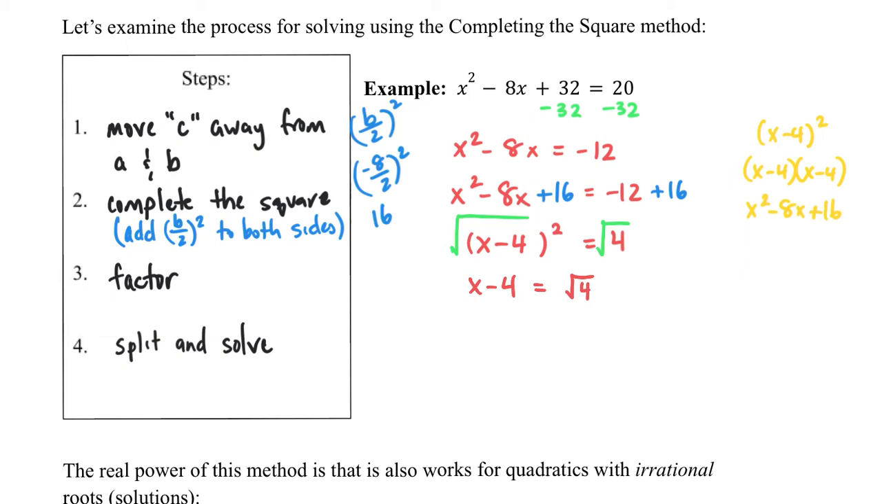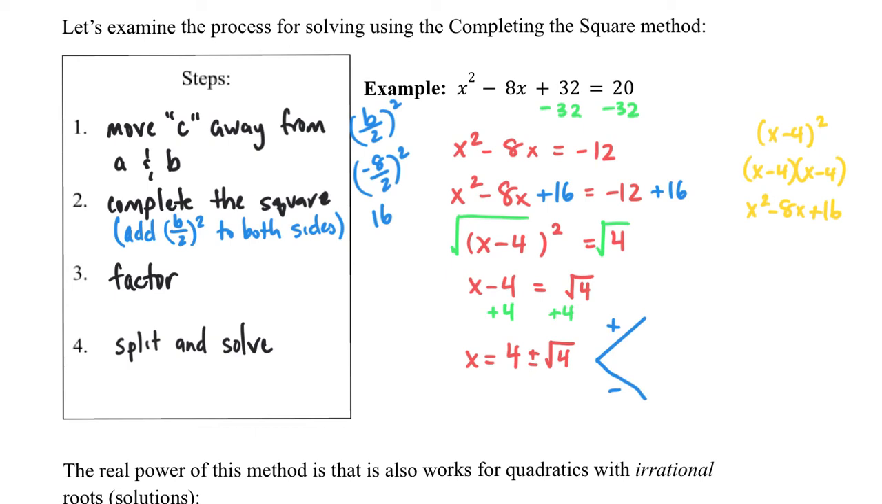And then, again, I'm trying to get x by itself, so I'm going to add 4 to both sides. And the way you write that is x equals 4, this 4, plus or minus, because when you take the square root of something, there's a plus and a minus. There's a positive and a negative when you take the square root of something. And now I'm going to split this into the plus and the minus that you see here.